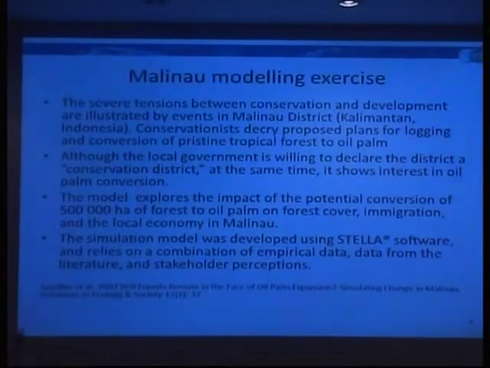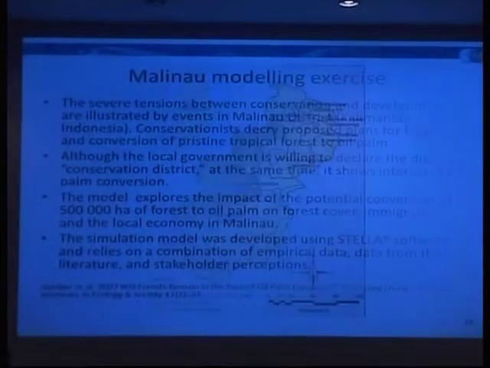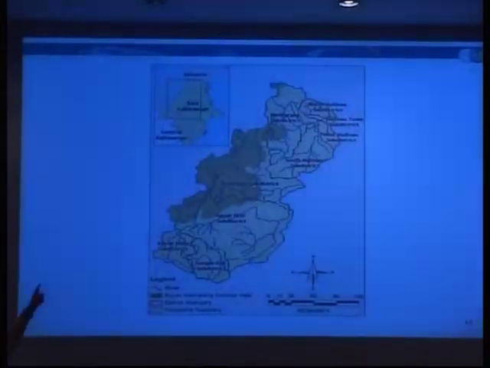Now these simulations are done using a software called Stella, a system dynamics software that is used to model that. And the Marinaro district is actually right there. Where is it? The top right. Yeah, top right. Yeah, top left, at the border with Malaysia.